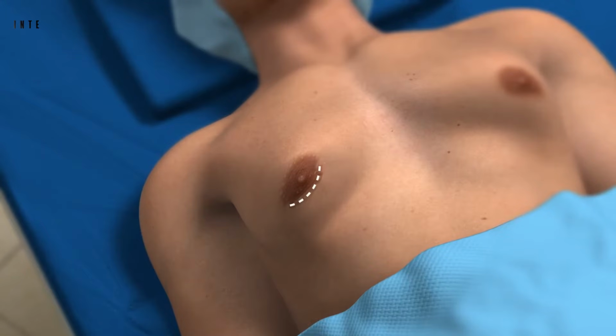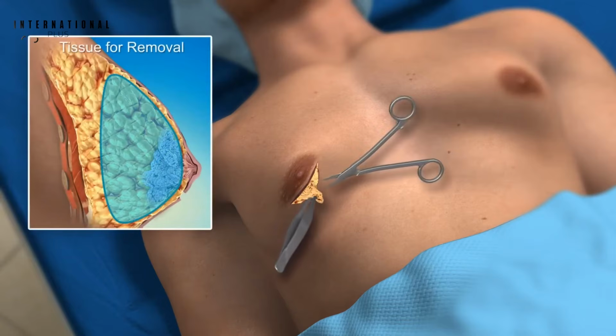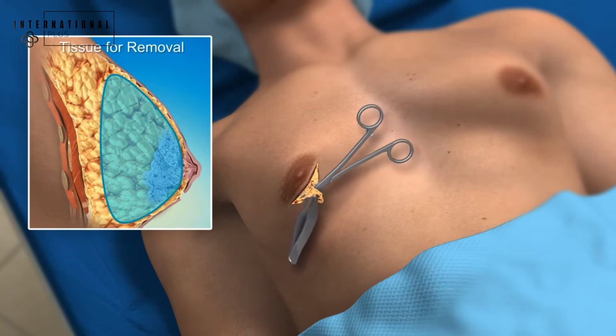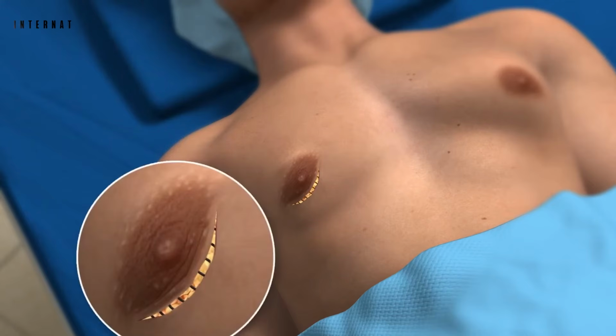To begin your tissue resection, your surgeon will make a small incision around the edge of your areola. The incision will be placed so as to hide the resulting scar. Next, portions of underlying fat and glandular tissue are removed and sculpted to reduce size and create the new contours of your chest. The skin is then brought together and closed with dissolvable or non-dissolvable internal sutures.